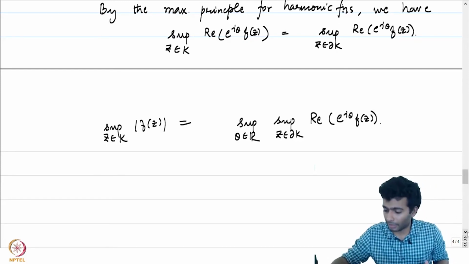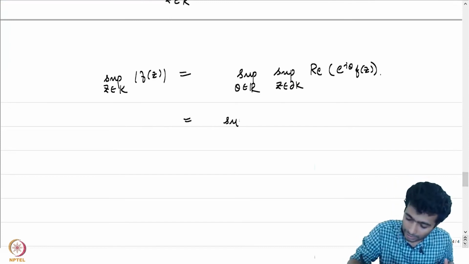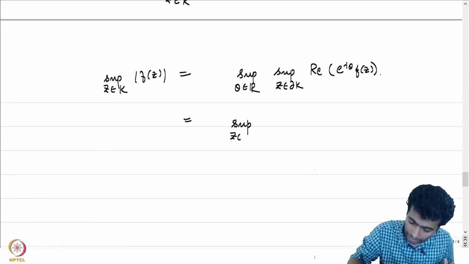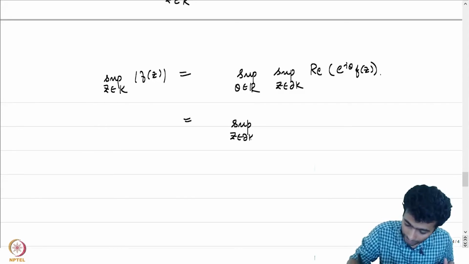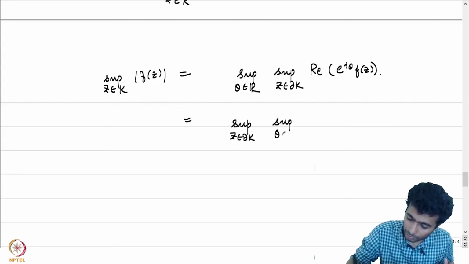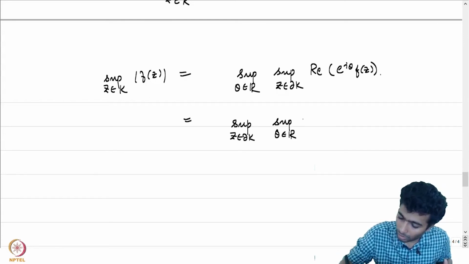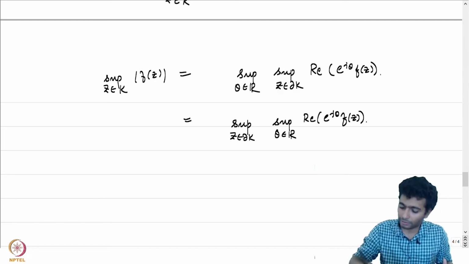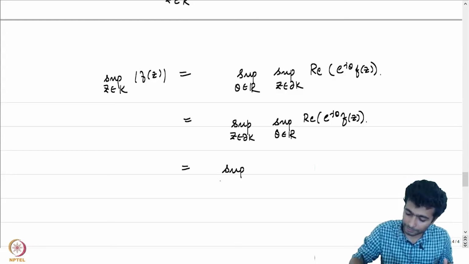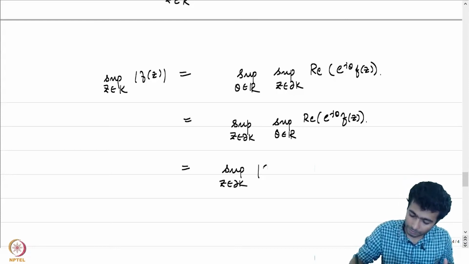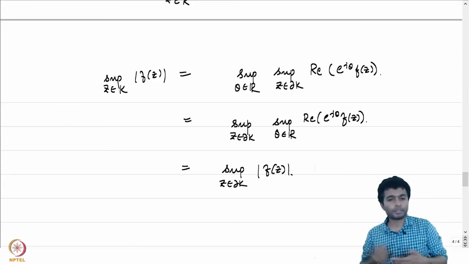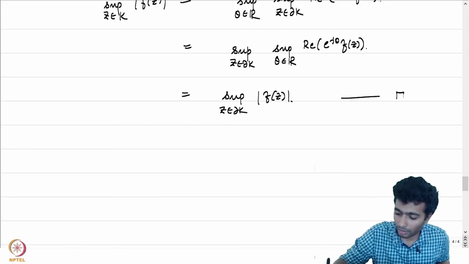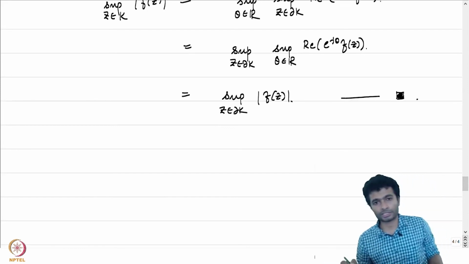Now let's do the same trick as earlier by considering the supremum over all theta. Now first we have this is equal to the supremum over all the real part of e to the power i theta times f of z, which is precisely equal to the absolute value of f of z. And that's precisely what we had set out to do. So with this, we do get the maximum principle for holomorphic functions as well.